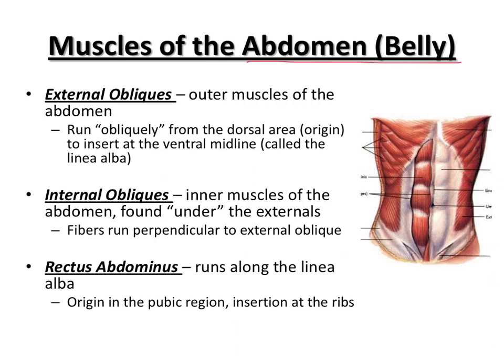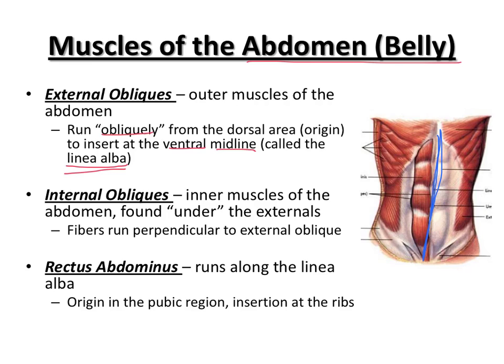First muscles there, really easy to find, are called the external obliques. The external obliques are the outer muscles of the abdomen. They run obliquely, which means at an angle, from the dorsal area where they originate, so on your back, to insert around your ventral midline. So when we look at you or your mink, you're going to see a line right down the belly called the linea alba. The linea alba here on this picture would just be right here, right down the middle of the pecs. This is a connective tissue seam, basically, that runs right down your ventral midline.